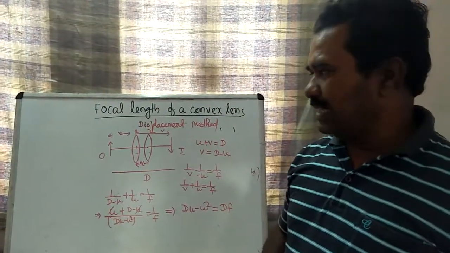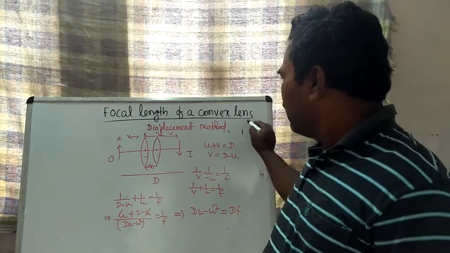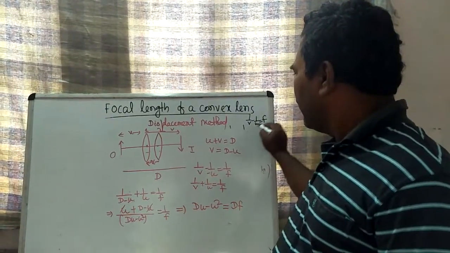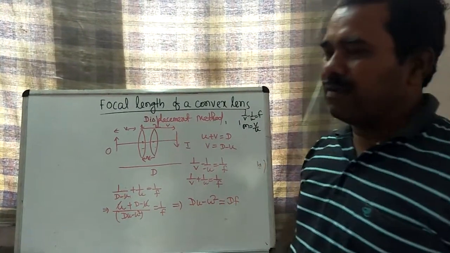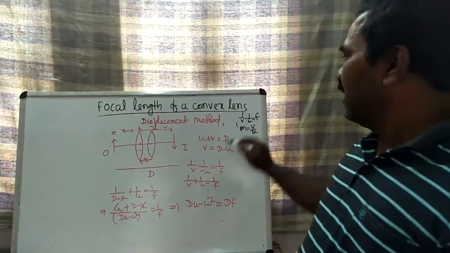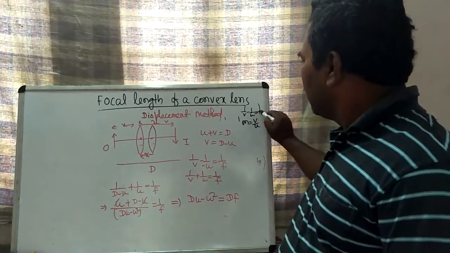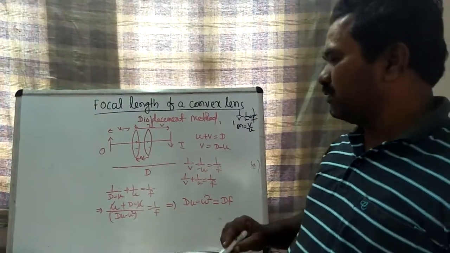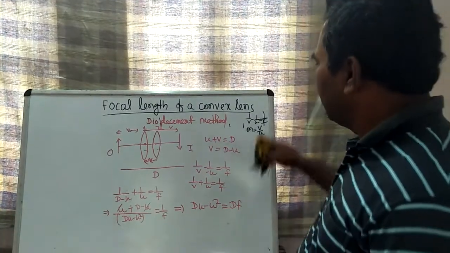Good morning students. Last class we discussed the lens formula, that is 1/v - 1/u = 1/f, and m = v/u. So with the help of an optical bench, by varying the position u, you can calculate various values of v and you can calculate the focal length. There are some other methods also that you can use to calculate the focal length.